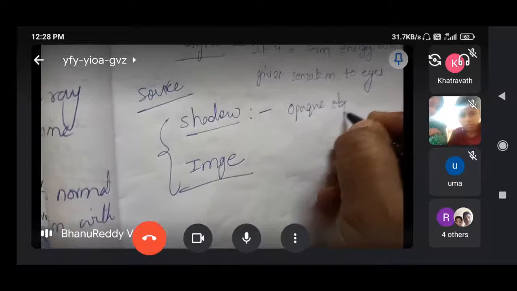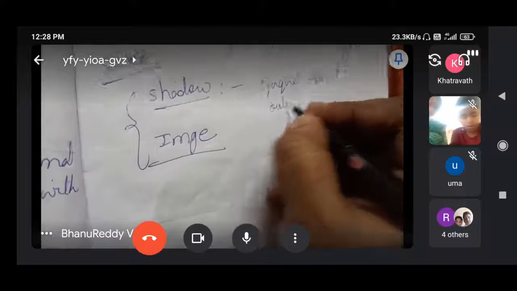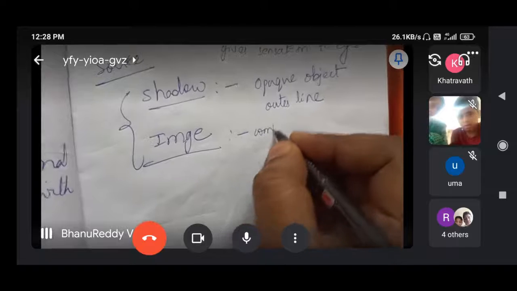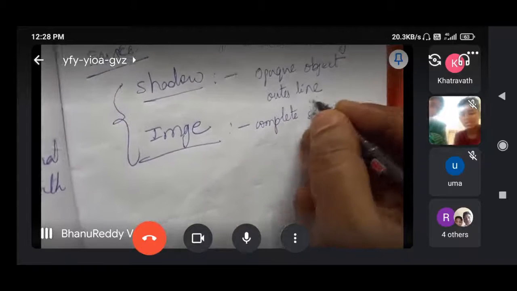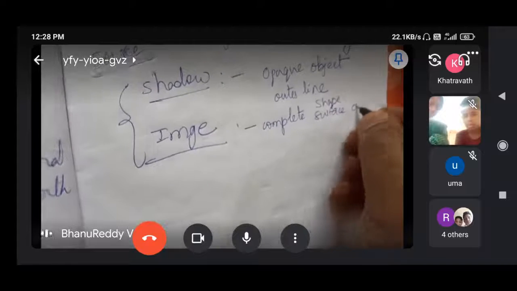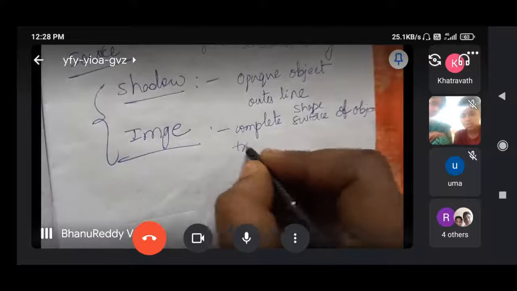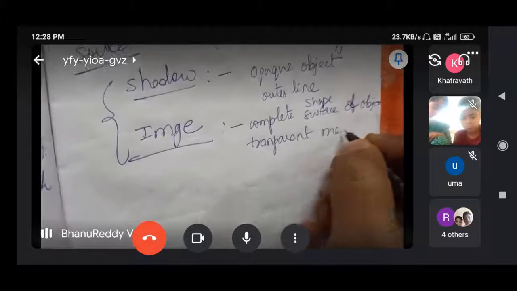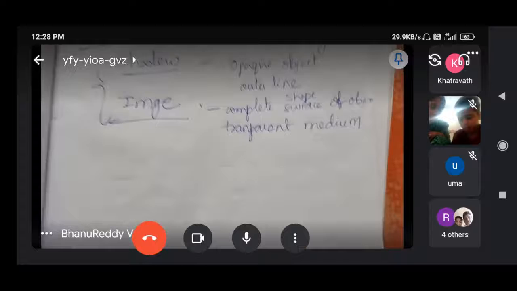Opaque objects will give shadows, which give only the outer line. An image gives the complete surface of the object, and here we need a transparent medium, like a plane mirror. So this is the image, and we can observe the image.